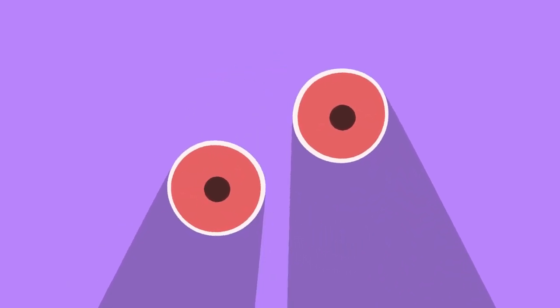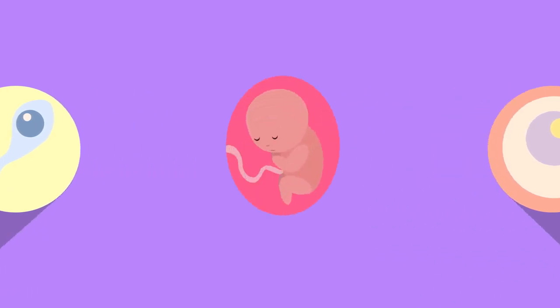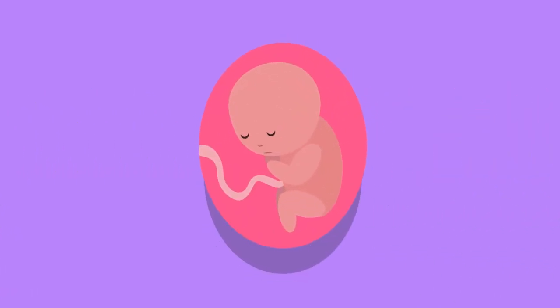We are going to look at two very crucial and highly specialized cells, egg and sperm cells. These lead to each and every one of us being here, hence they are so very crucial.